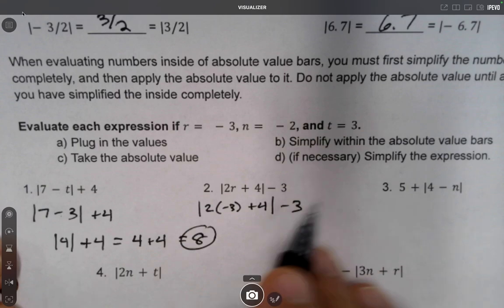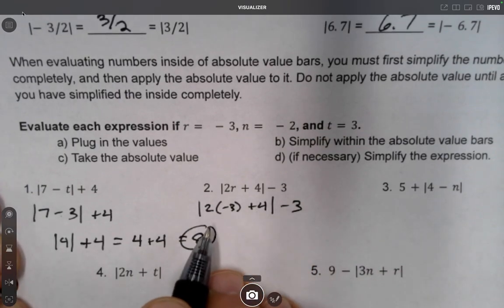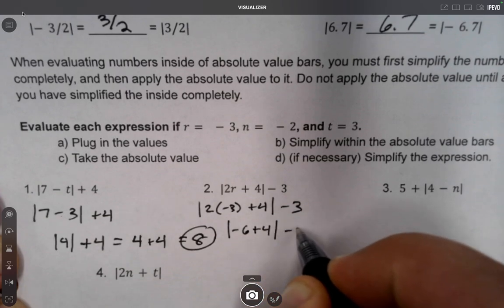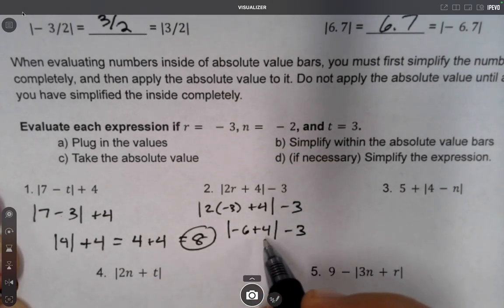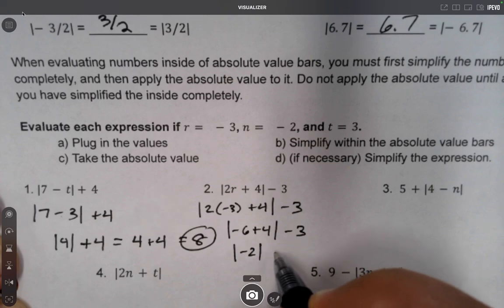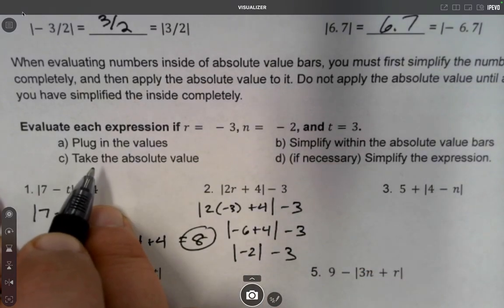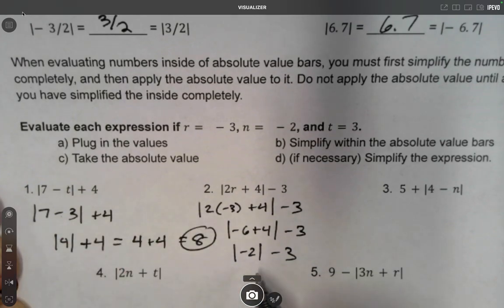Next, we need to simplify what's inside the absolute value. So 2 times -3 is -6. -6 plus 4 is -2. Then we do step C. Take the absolute value. The absolute value of negative 2 is positive 2. And 2 minus 3 is negative 1.